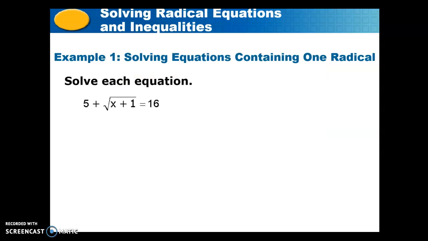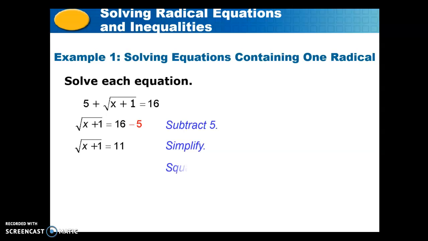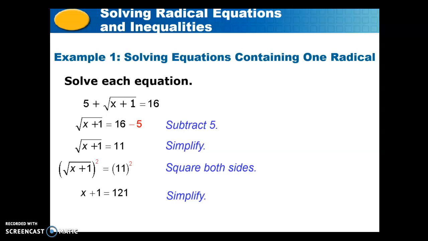Okay, step 1, get the radical by itself, so subtract 5 from both sides. Step 2, square both sides. Do 16 minus 5 to get 11, but now square both sides. All right, the square root and the square cancel each other out, leaves you x plus 1. 11 squared is 121. Now just subtract 1 from both sides.